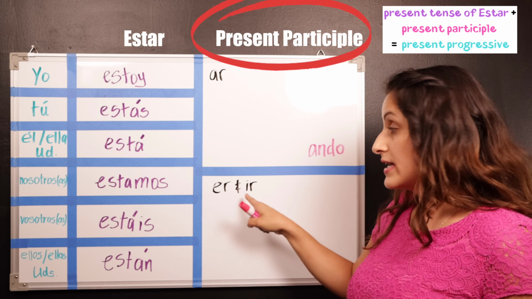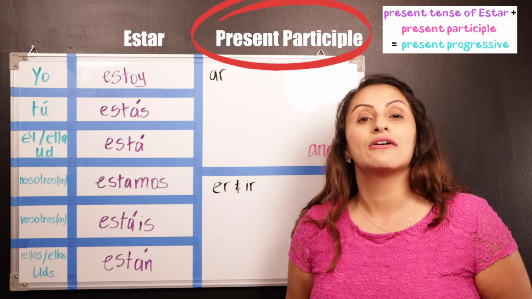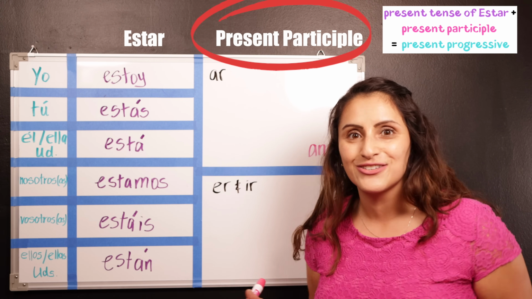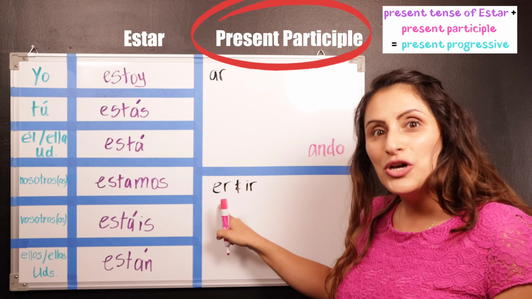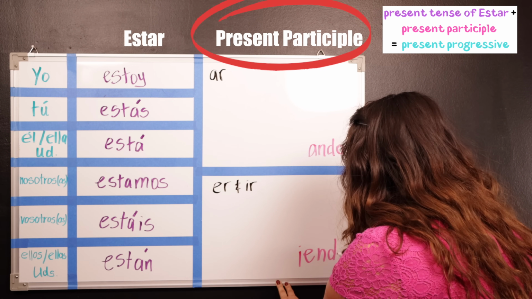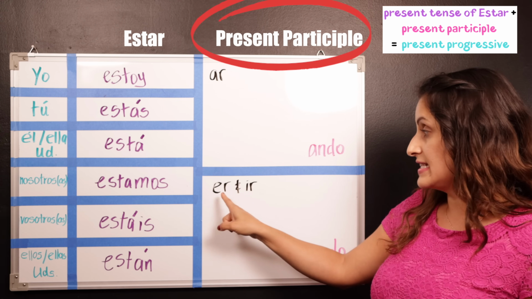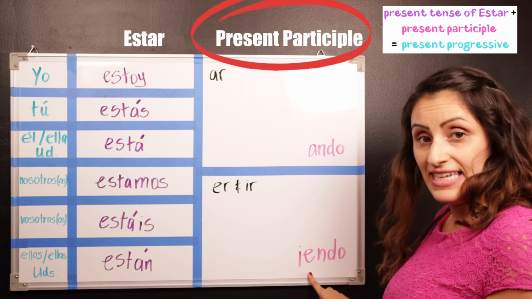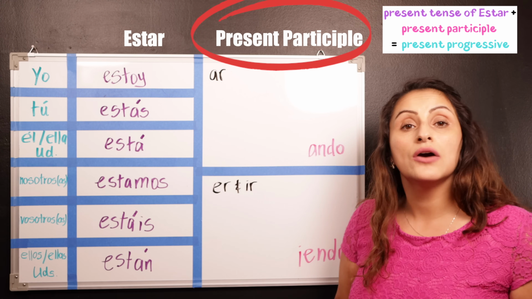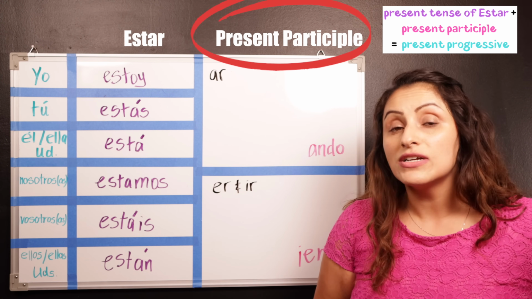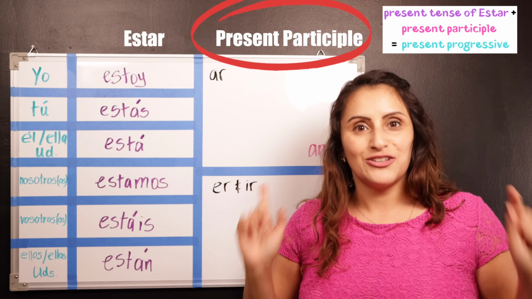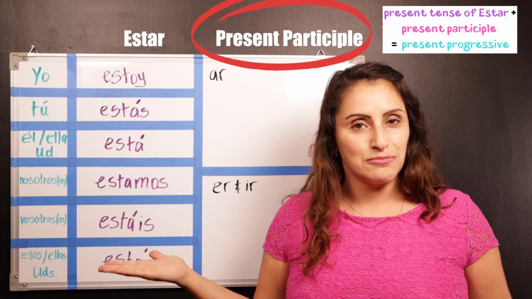Now, for ER and IR verbs, the rules are similar. We get rid of the ER or the IR, poof, scissors, or whatever you want to use, your imagination, and we add yendo. So if it's an ER or IR verb, we add yendo. If it's an AR verb, we add ando. That's how we create that present participle. So I want to show you an example of both AR and ER and IR verbs so you can actually see how we create that present participle.